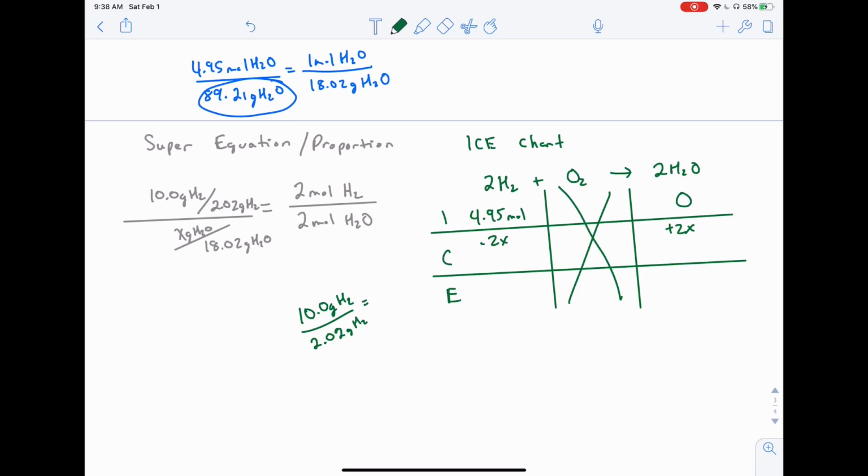How much H2 should we have at the end of this reaction? Yes, Mofe. Oh, because it's reacting, so it's being used up. So Mofe, how much should we have at the end of this reaction? 0, exactly. So if this is 0, the change here is minus 4.95, which is equal to 2X, which then means this is positive 4.95, which means you've produced 4.95 moles.